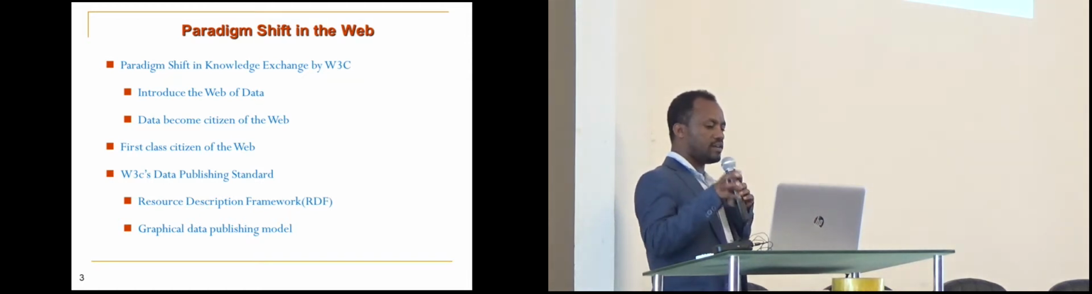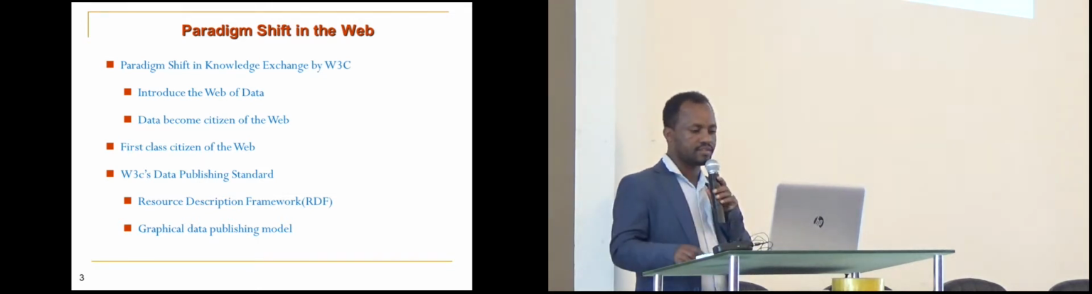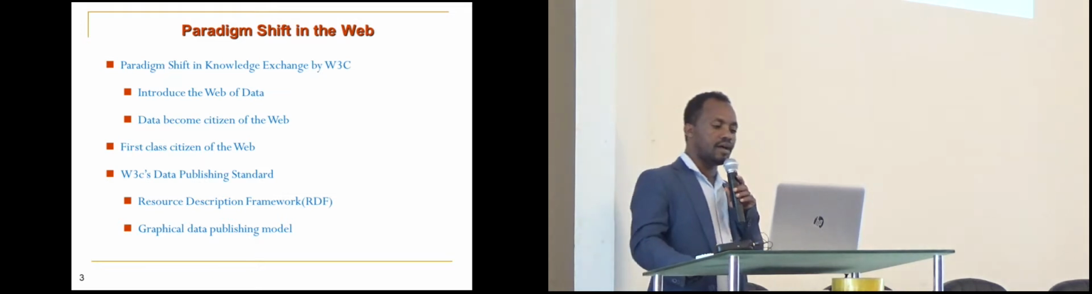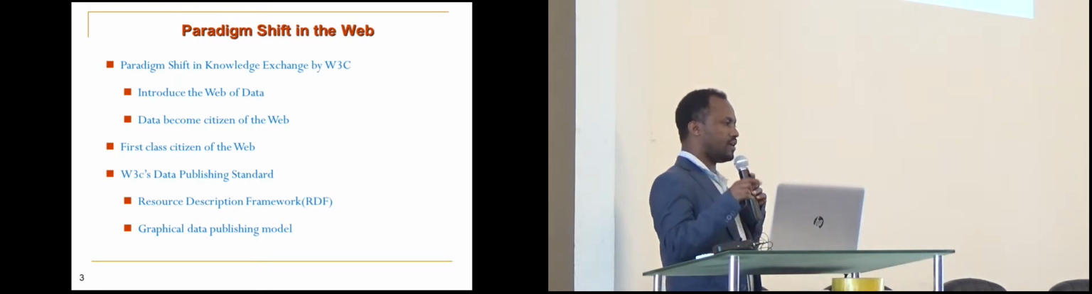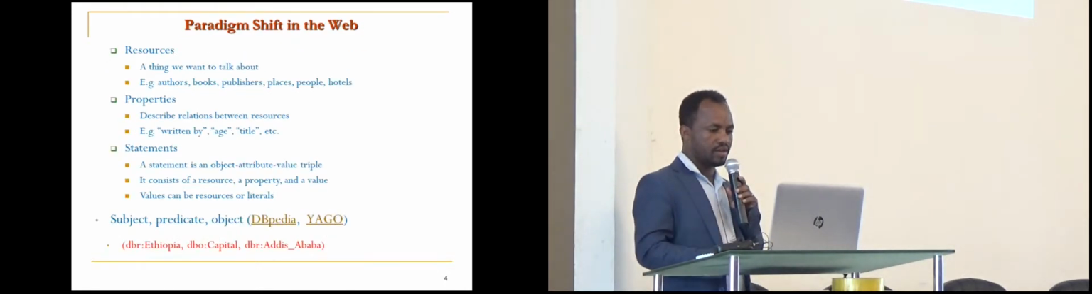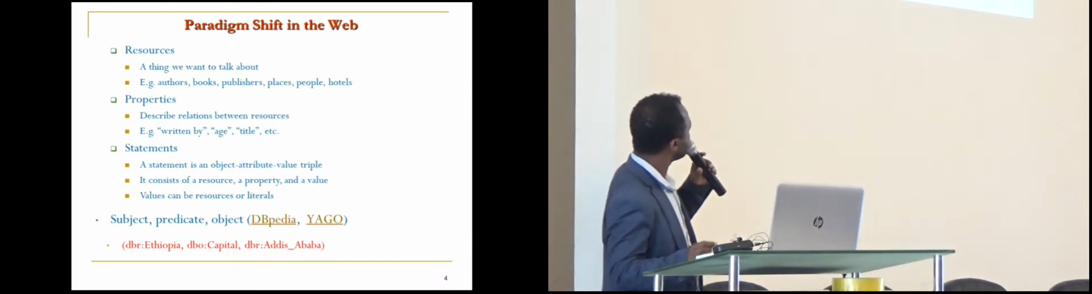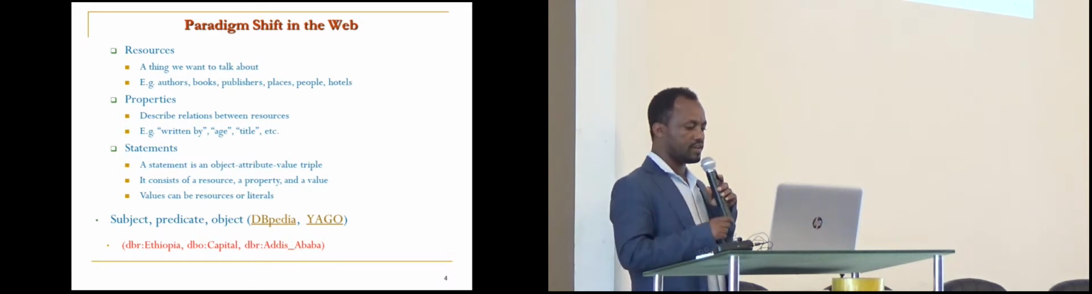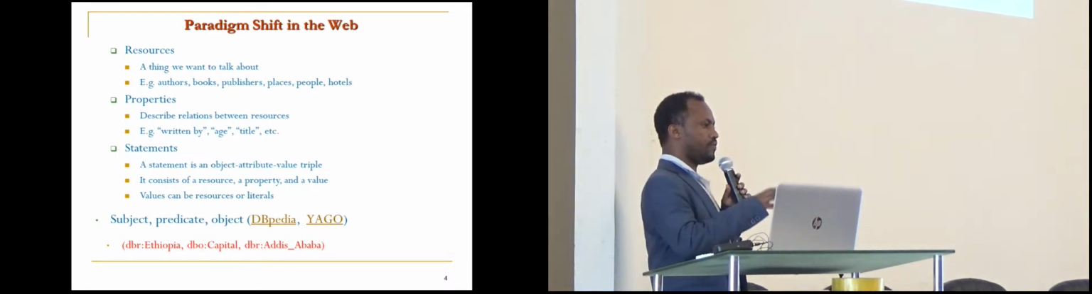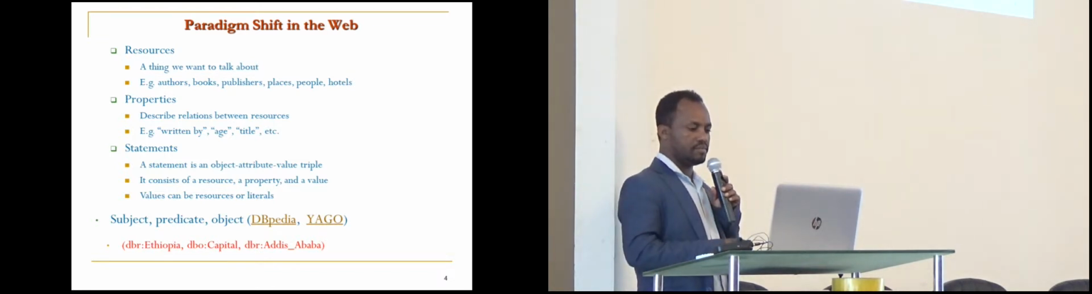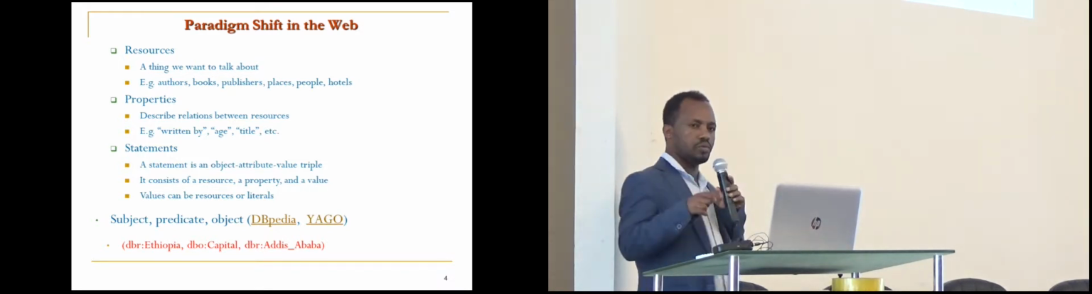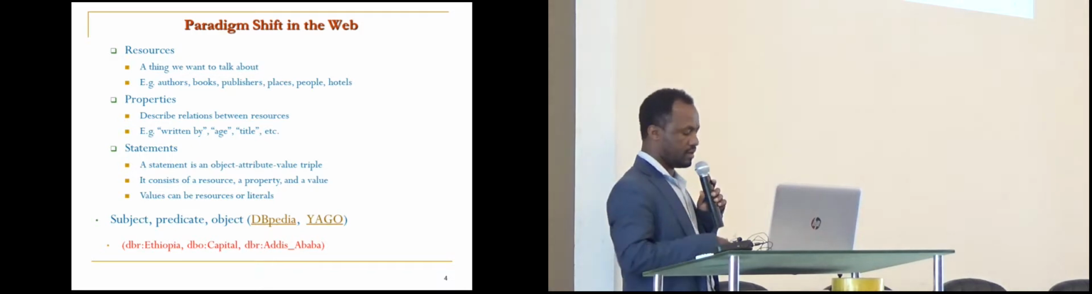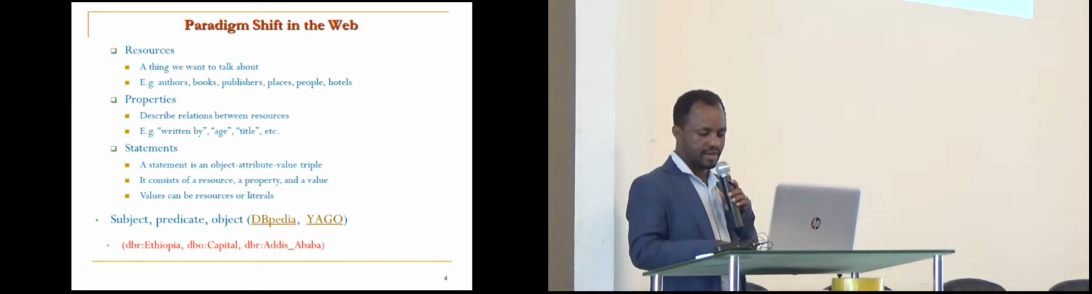For data publishing, W3C once again established a standard data publishing model. That standard data publishing model is RDF, or Resource Description Framework. RDF is a graphical data model. It represents information in the form of subject, predicate, object triples, where a subject can be a node and the object can be a node. The two can be related by the property, so this forms a graph.